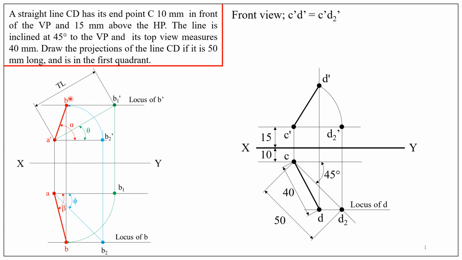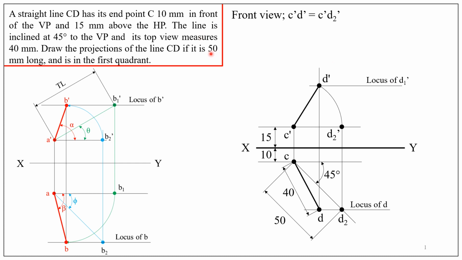Here, instead of D dash, B dash is there. On the same horizontal line, B1 dash. Similarly, we can draw a horizontal through D dash, and that is the locus of D1 dash. So on this line, D1 dash will occur. Why are we drawing this locus? Because our aim is to find the true angle of inclination theta with HP. We know the true length is 50.